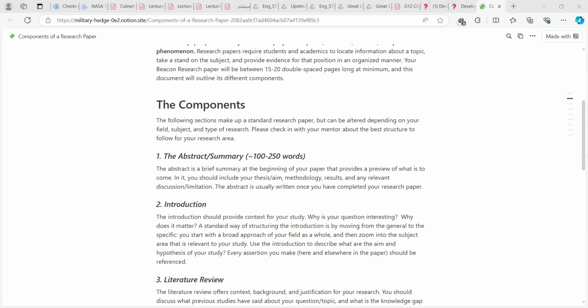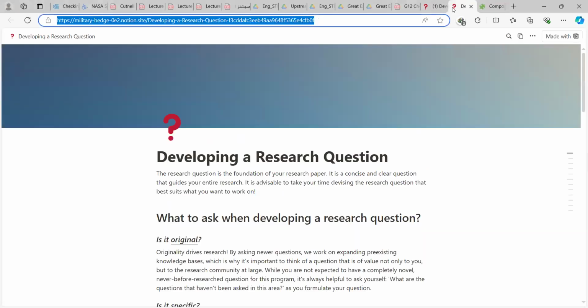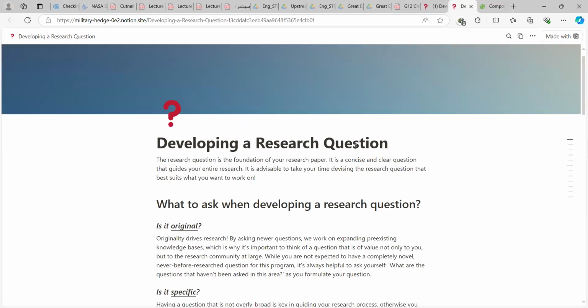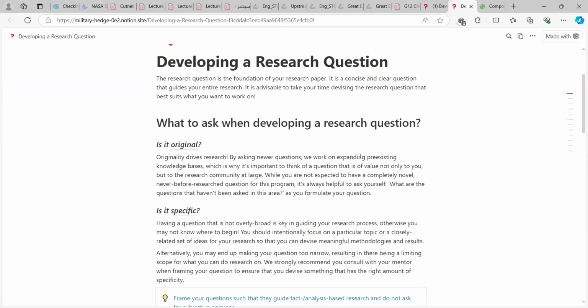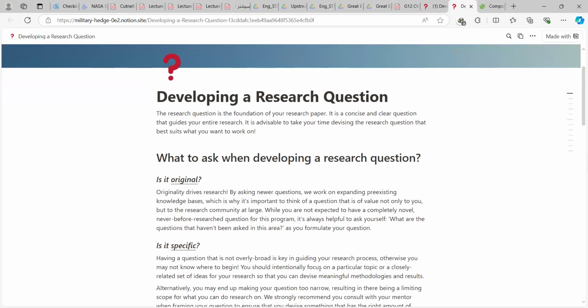So let's talk about another thing in the research paper: developing a research question. Can you see my screen? Yes. Yeah, that's good. So this is an important part. I need everyone to be clear and understand me. And if you didn't hear or didn't understand anything, just stop me and ask. Okay.